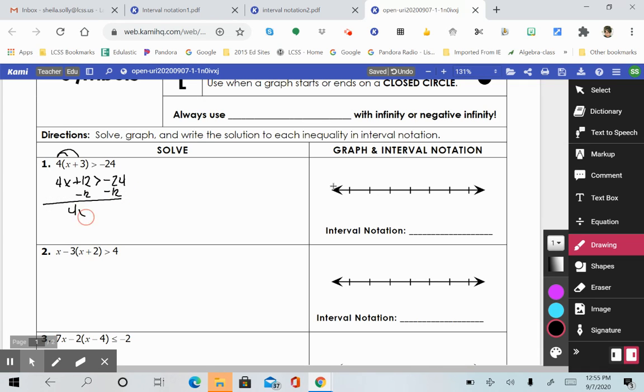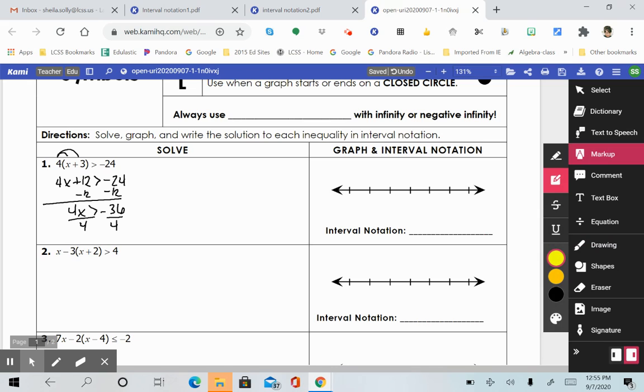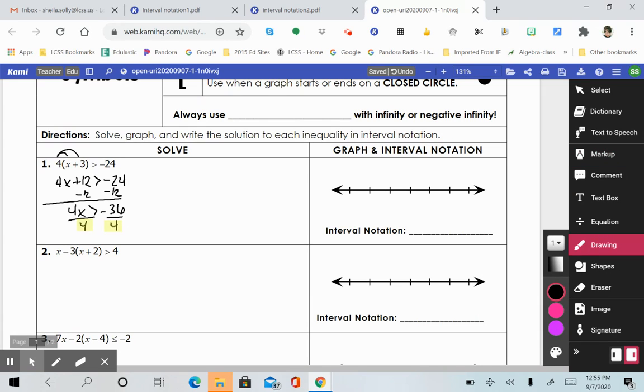And you get 4x is greater than -36. Divide by 4. Notice that the number that we're dividing by here is positive, so we do not flip our inequality symbol. So we get x is greater than -9.